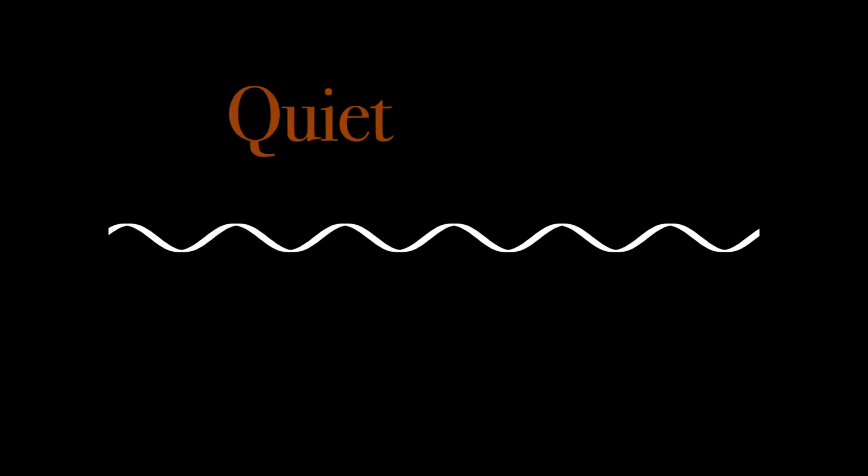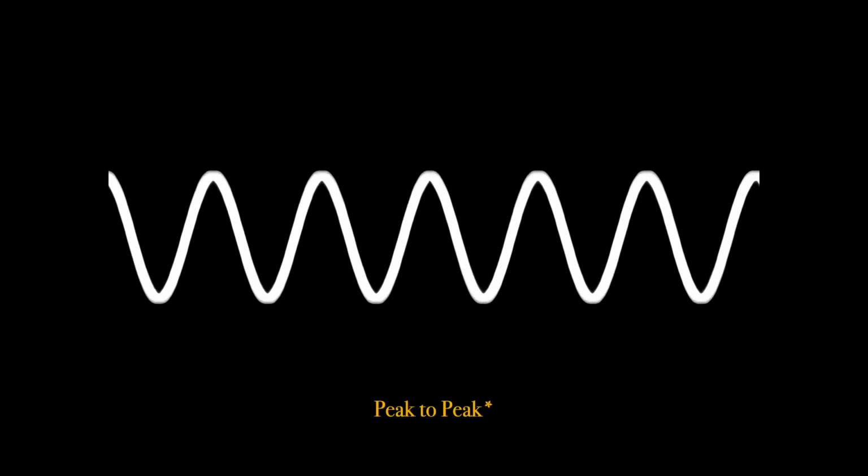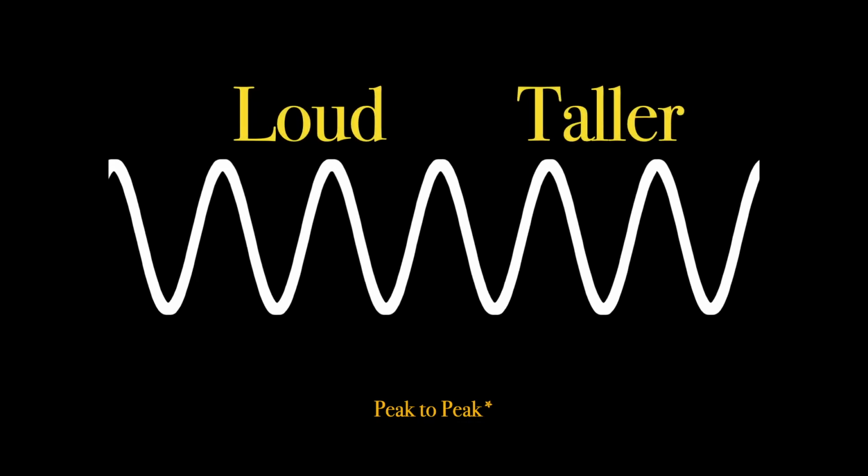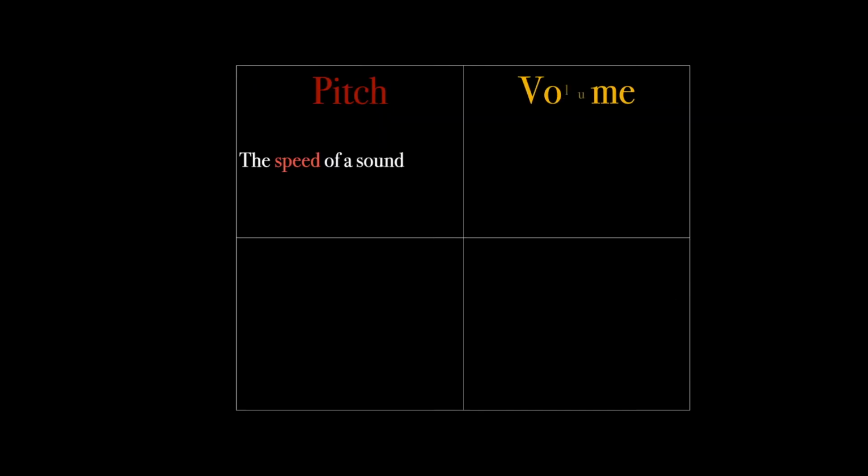Okay, back to our wave. It'll demonstrate volume. A quiet wave will always have a shorter amplitude, while a loud wave will always have a taller amplitude. Our second attribute, volume, describes the height of a sound.